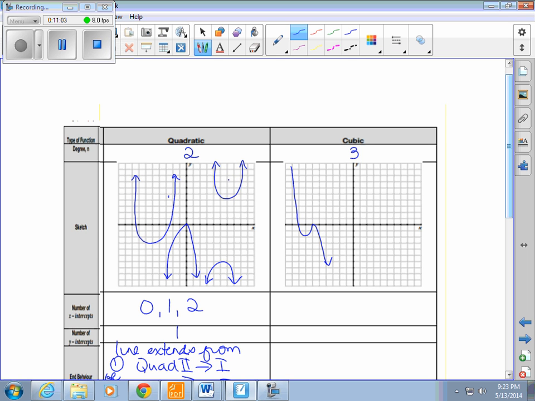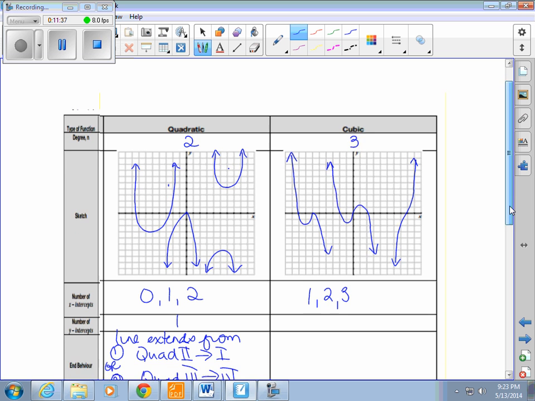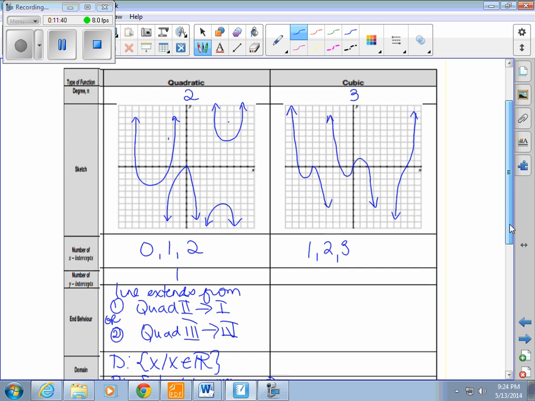So in this case, you have 2 x-intercepts. Or it could go like this. So in this case, we have 3 x-intercepts. Or if it had a negative a value, it could just go like this and have 1 x-intercept. So you have 1, 2, or 3 x-intercepts, depending on the equation of the graph.